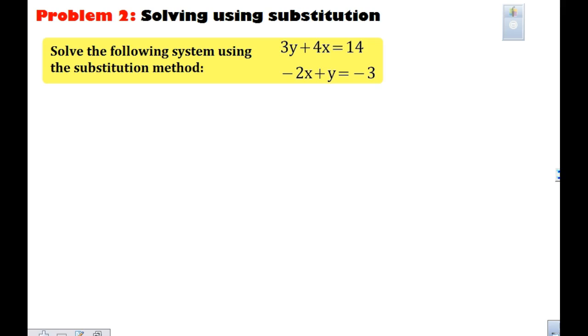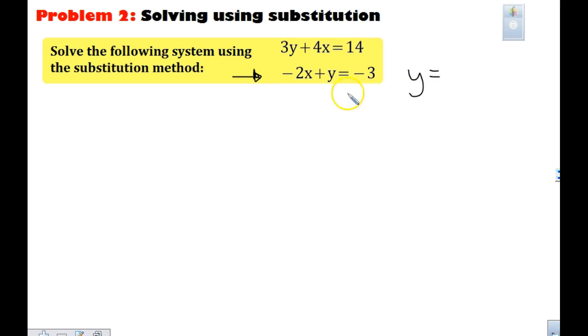Again, we do not have one variable by itself. So Sam, I need to get one of the variables that has a 1 in front of it. So I look at all my variables, and I have 3y and 4x, definitely not there. So in the second equation, which variable has a positive 1 in front of it? Y. So I want to get what y is equal to.